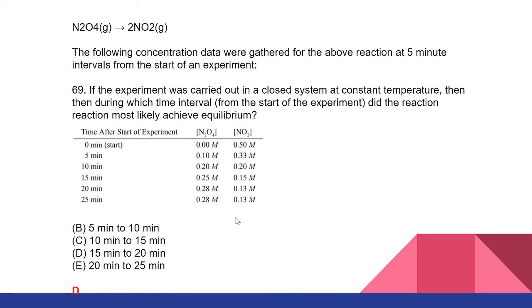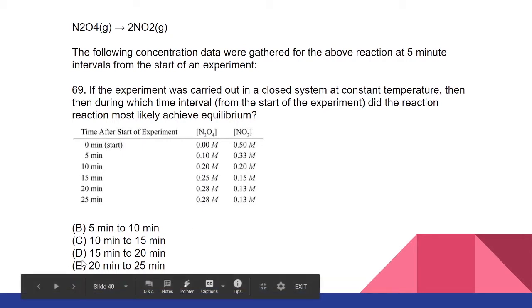So when would equilibrium be achieved? Equilibrium would be achieved at 15 to 20 minutes, which is D. And the reason is because after 20 minutes, the actual molecular concentration stays the same. Now, when it has stabilized, that means equilibrium has been reached. So that's why the answer for this question is D.